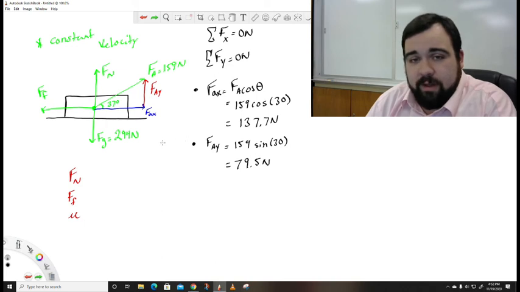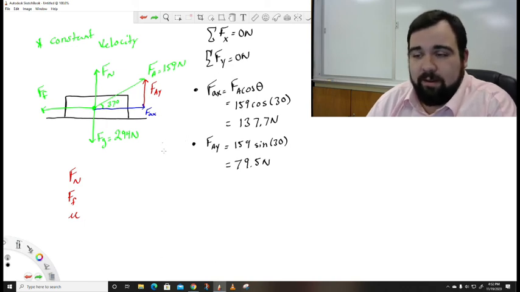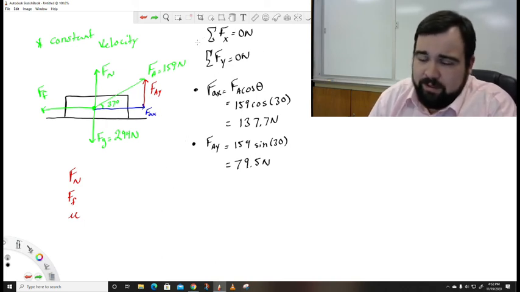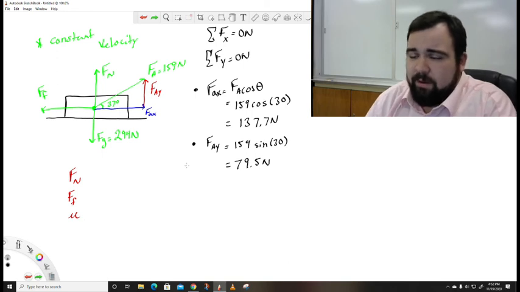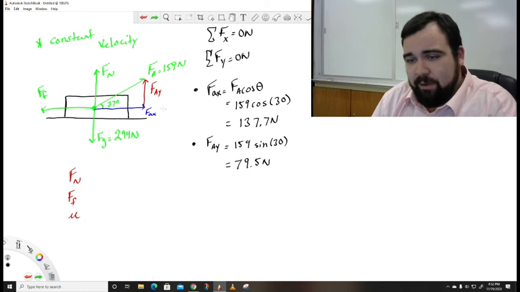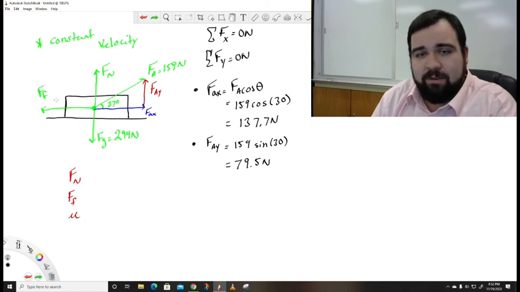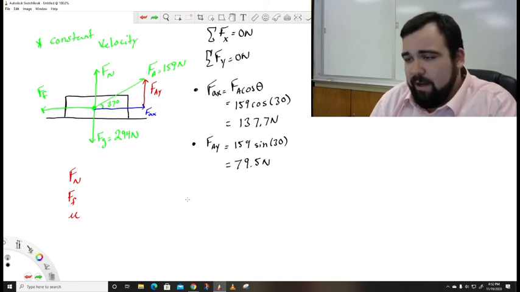All right, so those are our values for the components of the applied force. Going back to these net force equations, if we know that the F net x is 0, that means our x components have to cancel each other out since there's only the two of them. So if our FAX is 137.7, our force of friction also has to be 137.7.